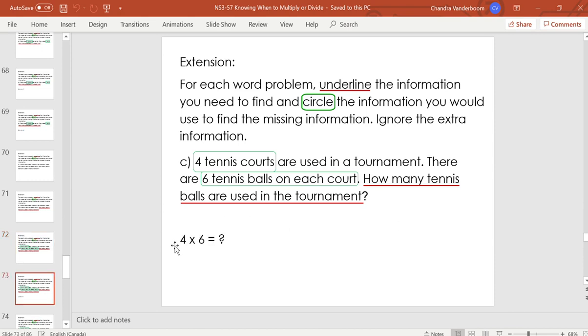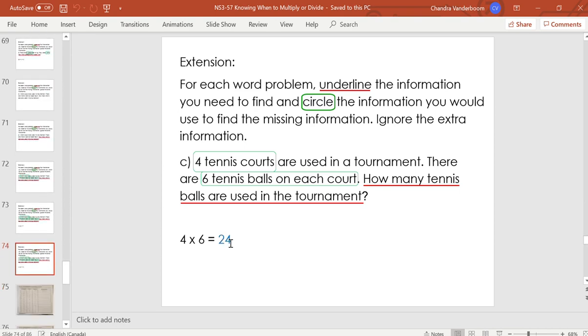So 4 tennis courts times 6 tennis balls on each court equals, let's skip count by 4s 6 times. Ready? Fingers ready? 4, 8, 12, 16, 20, 24. So we have 24 tennis balls being used all together. All right.